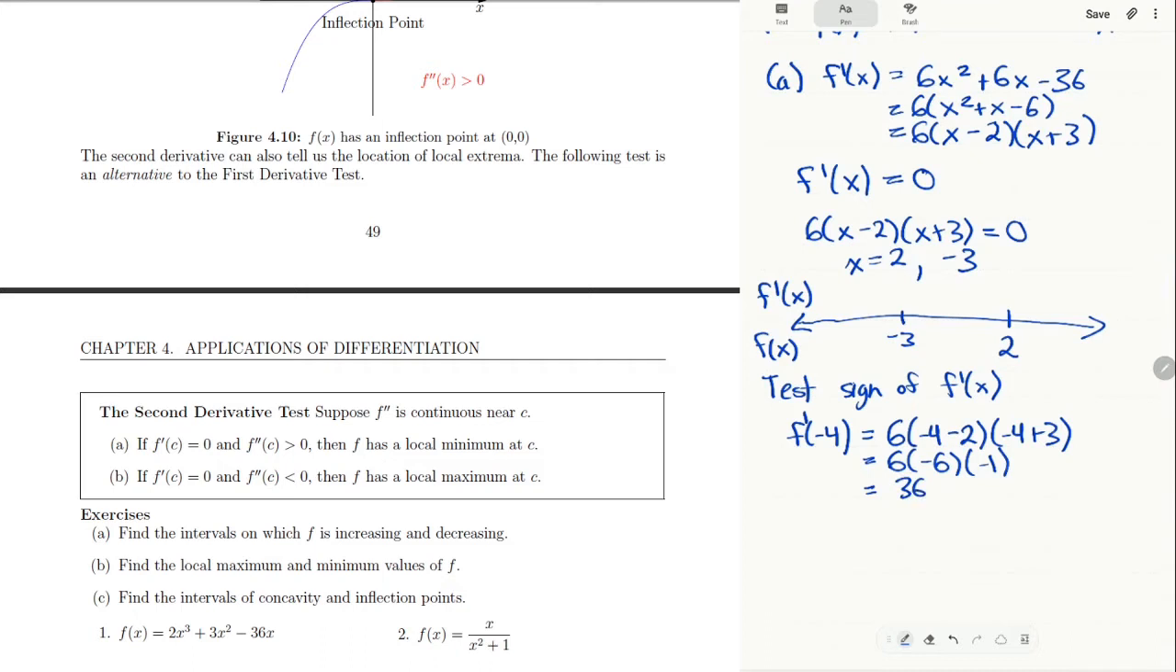Now we're not really concerned about the value of the derivative at this point. All that we care about is whether it's positive or negative. So we know that it's a positive number, so f prime is going to be positive on this interval. So this tells us that the function will be increasing on the interval from negative infinity to negative 3.